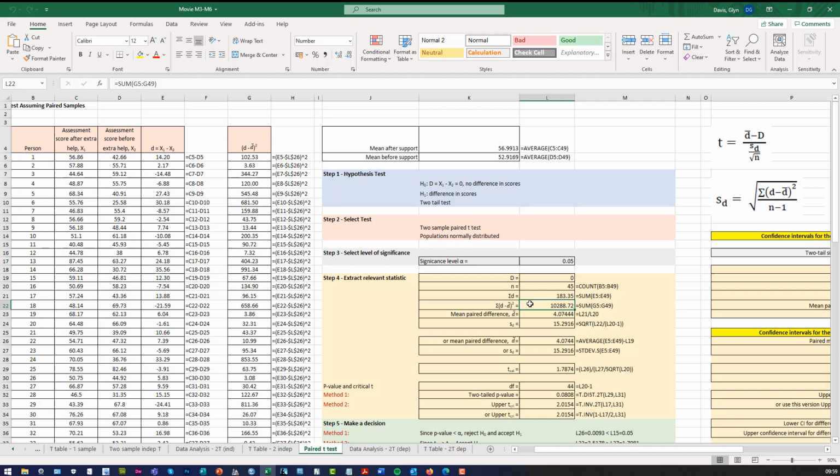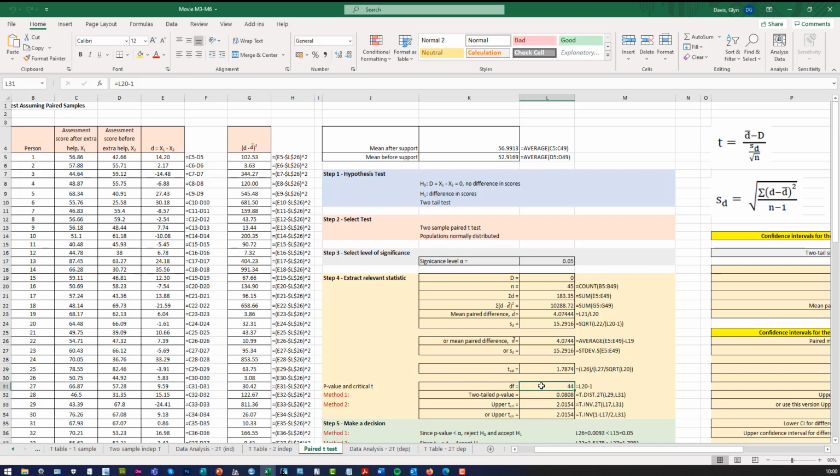10288.72, and so on. We can then substitute the numbers in to get the t-cal value of 1.7874, or let's say 1.79 to 2 decimal places. Well, that's quite high, so it's a possibility that this difference could be significant, but statistically, the only way to tell is to actually calculate the critical values.